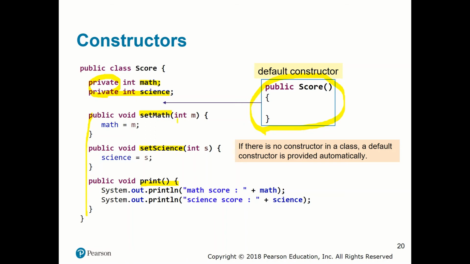The default constructor looks like this. Public, the constructor name is the same as the class name. Class name is Score and constructor name is Score. And empty parentheses and braces, and there's nothing inside the braces. Usually we call this a default constructor.